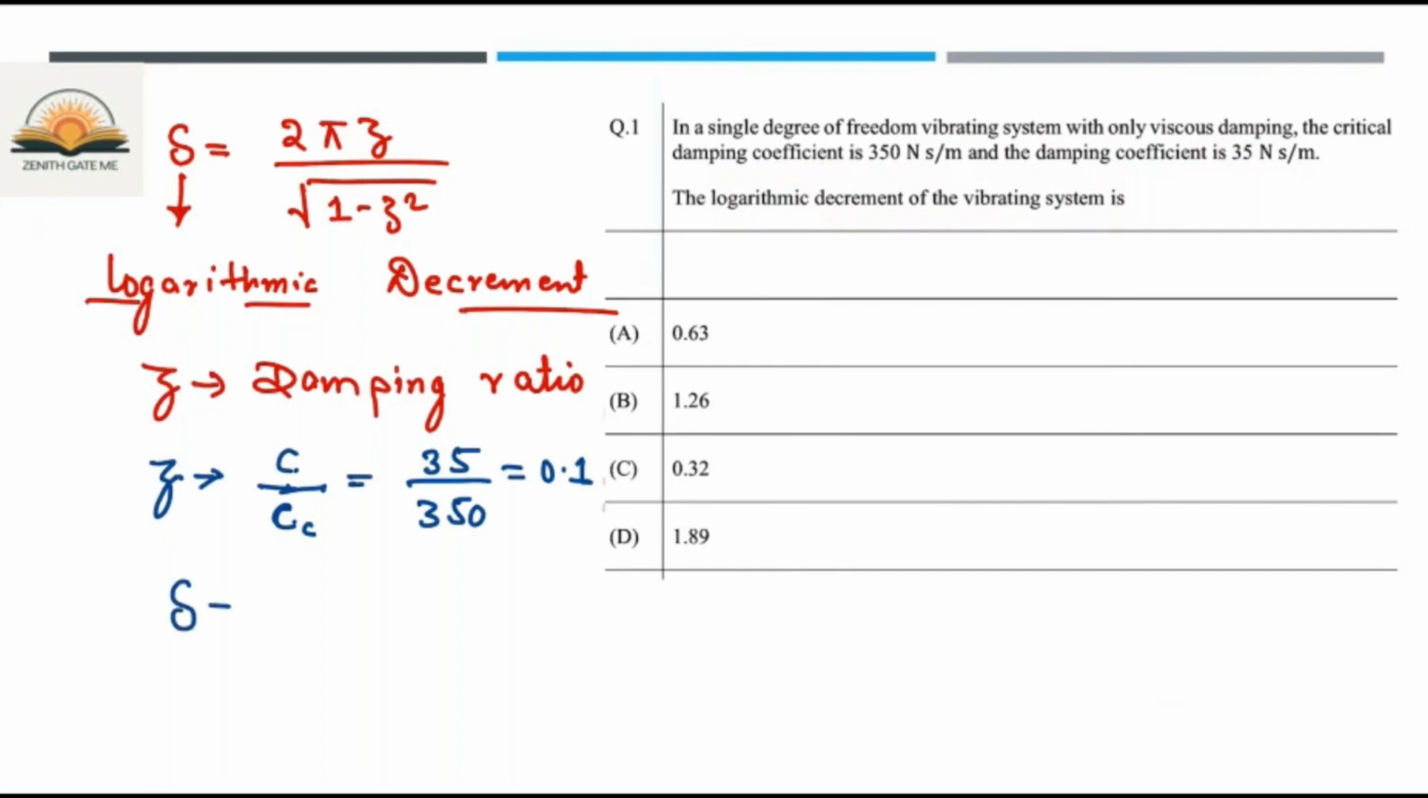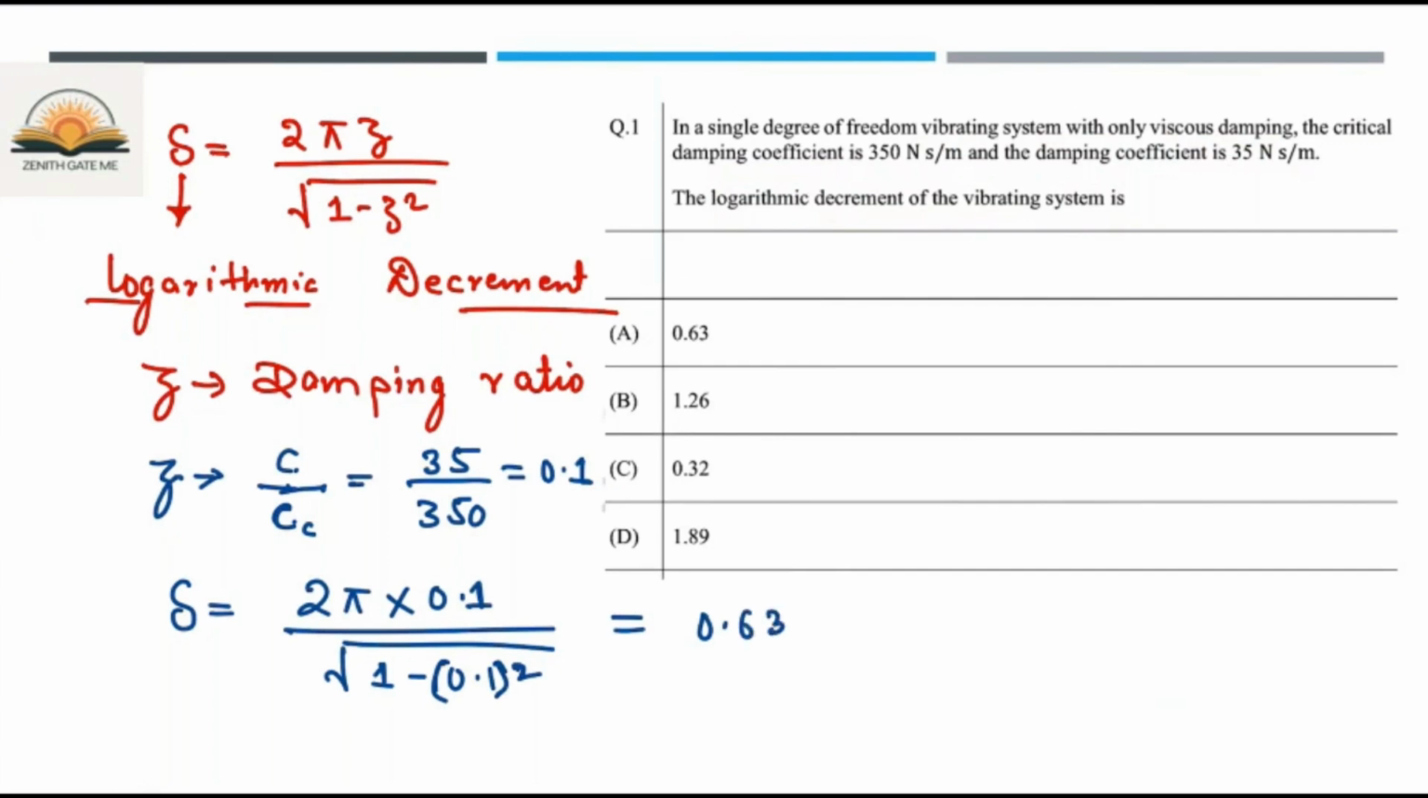So the logarithmic decrement you can calculate: 2 pi zeta, where zeta is 0.1, divided by square root of 1 minus zeta square, where zeta is 0.1 square. If you solve, you will get the answer as 0.63. That means option A is the correct answer.